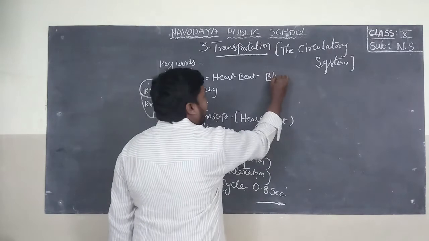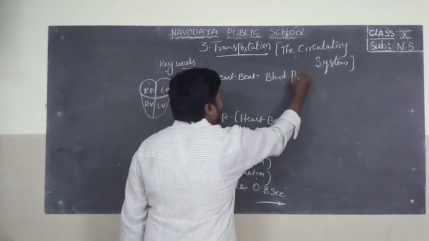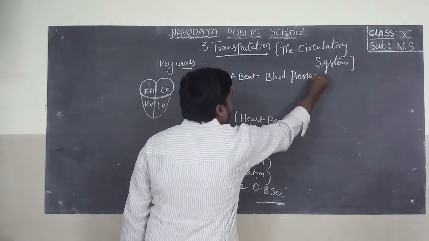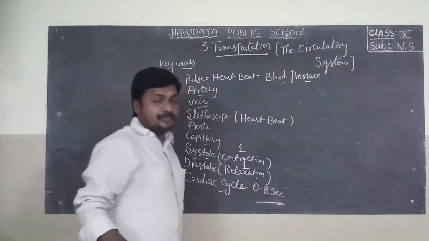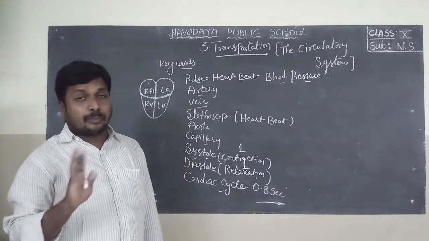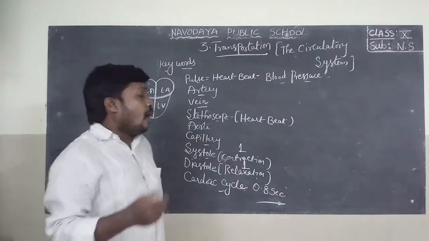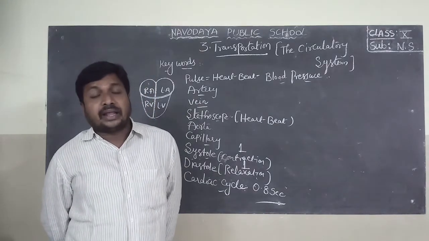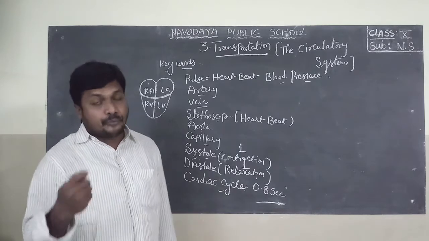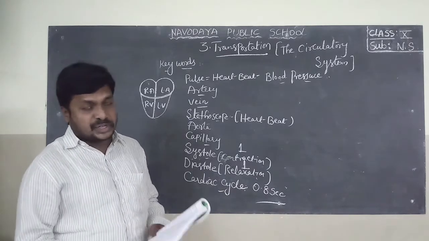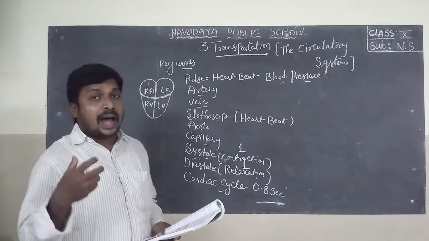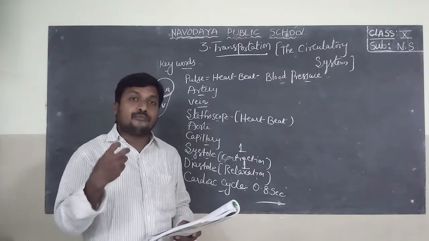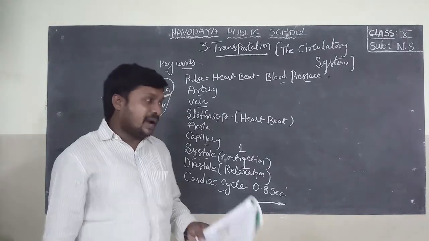Next one is blood pressure. Do you know, children? Some people think blood pressure is an abnormal condition, a disease, but blood pressure is not a disease; we all have blood pressure. Blood enters into the arteries from the heart with some force or pressure, which is known as blood pressure.